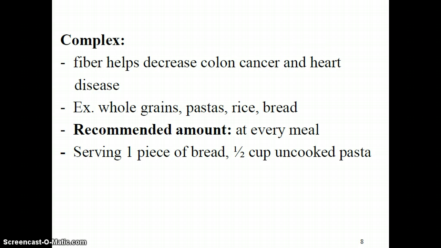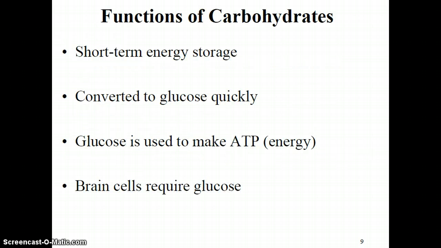Complex carbohydrates contain fiber, which helps to decrease the risks of colon cancers, heart disease, and other conditions. Whole grains, whole pastas, whole grain breads, rice, particularly brown rice, and they're recommended to eat at every meal. A serving is considered to be, for example, 1 slice of bread or 1/2 cup of uncooked pasta.